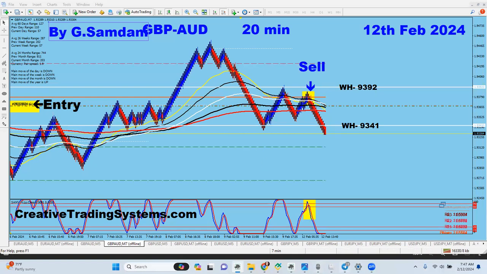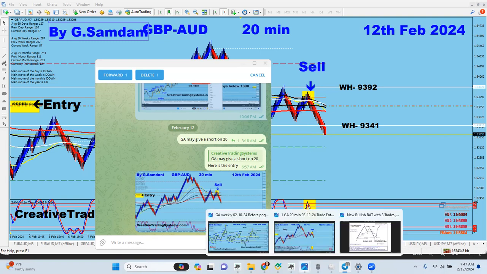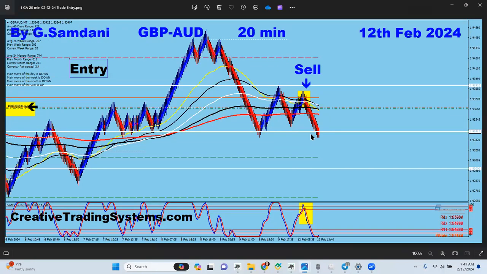I posted on the Telegram. Here you can see I posted on February 12th, GBPAUD short, and this is the one I took. This is the entry I'm showing, and this is what is going live right now. So this was the entry when it was here, starting to turn.